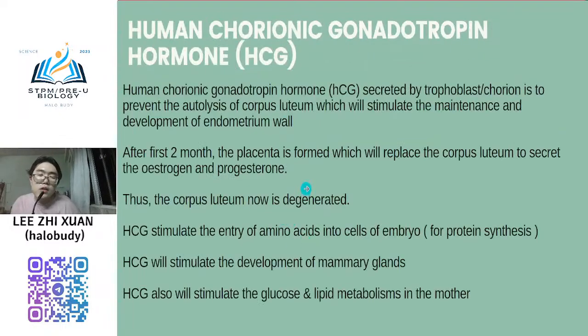So this is the main function of HCG, but there are also other functions. HCG also stimulates the entry of amino acids into the embryo, and it stimulates the development of the mammary gland too. It will also stimulate glucose and lipid metabolism in the mother. So that's all for HCG.